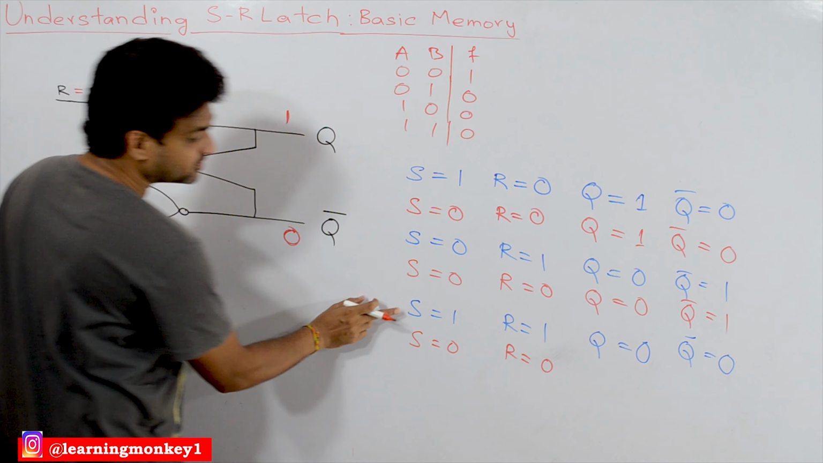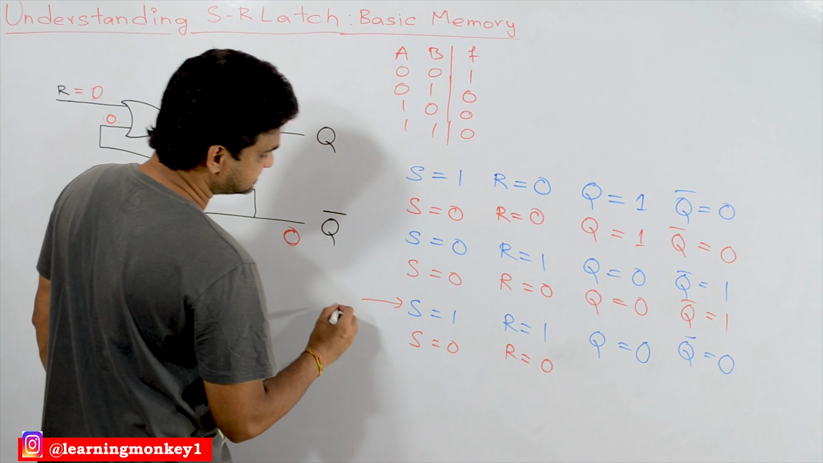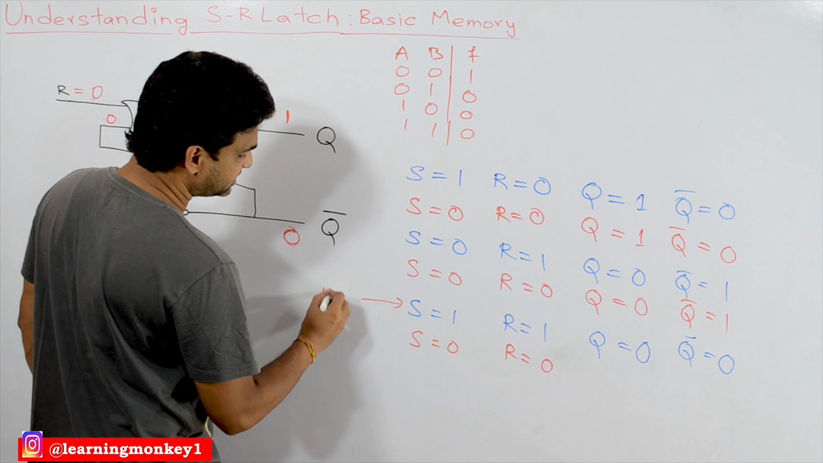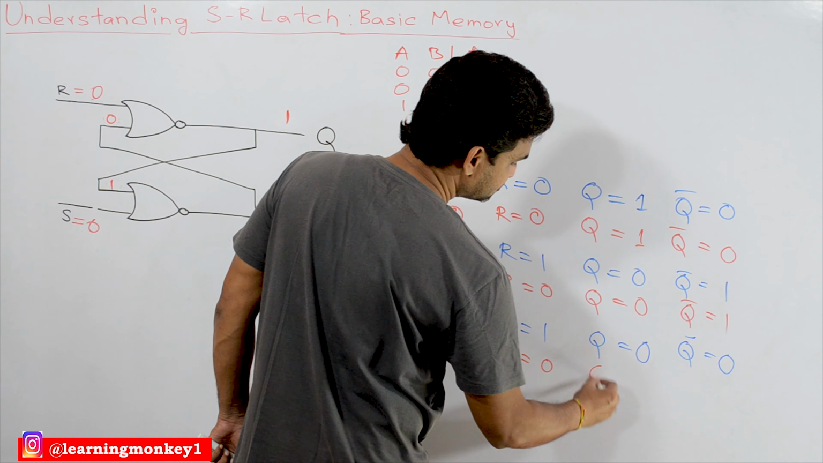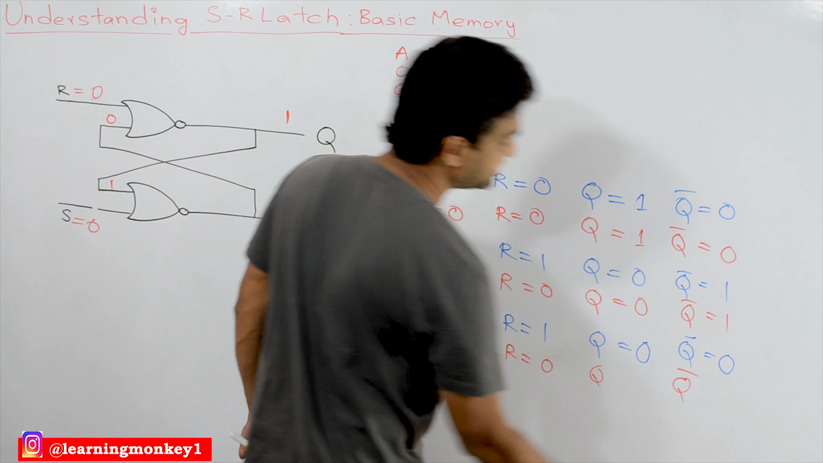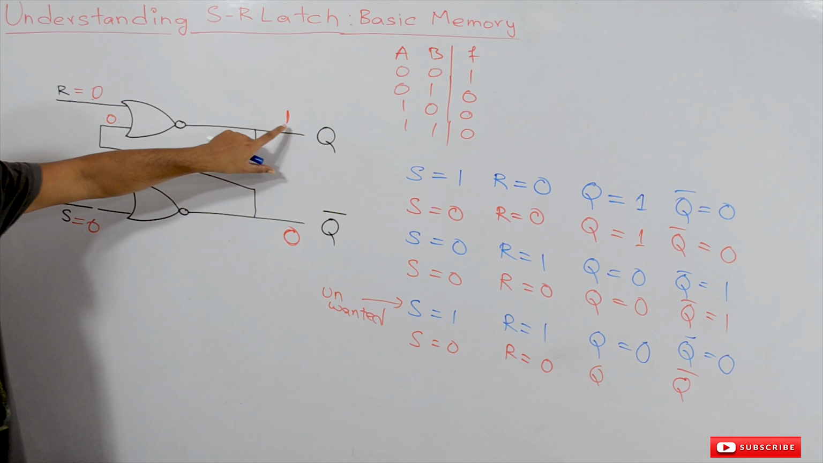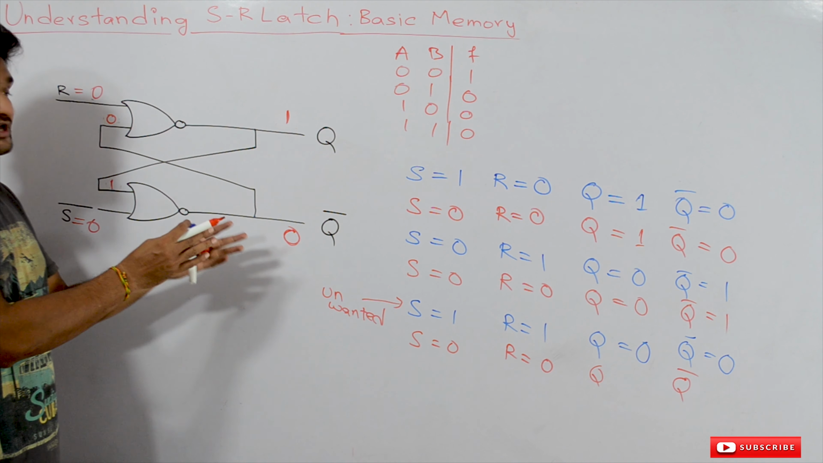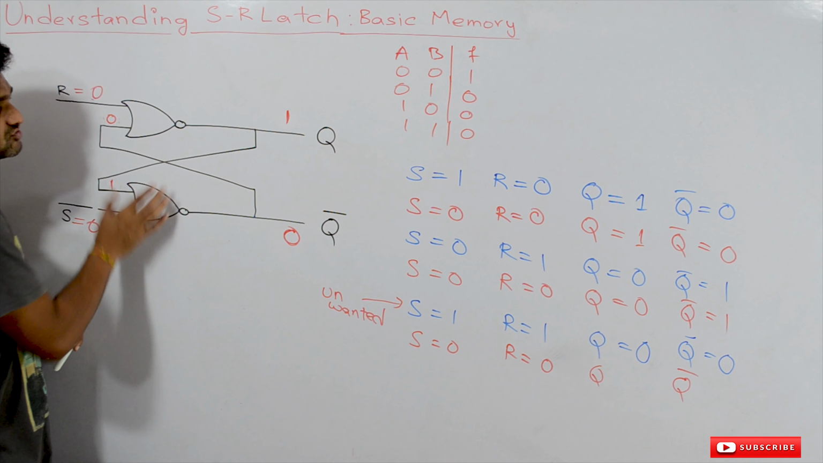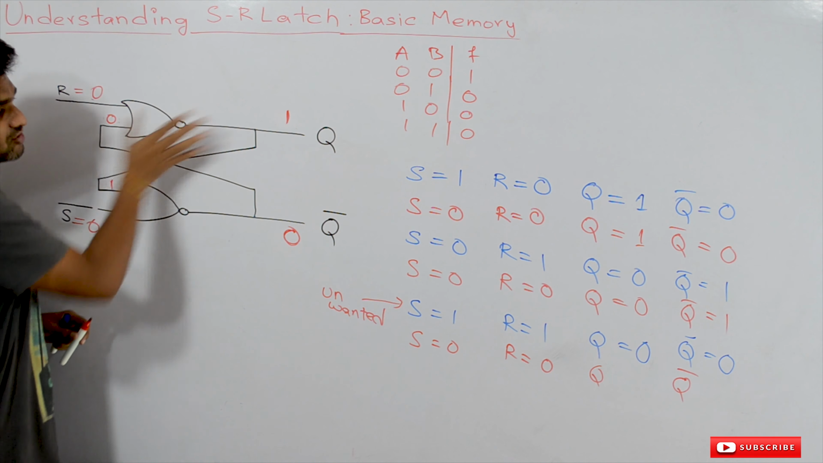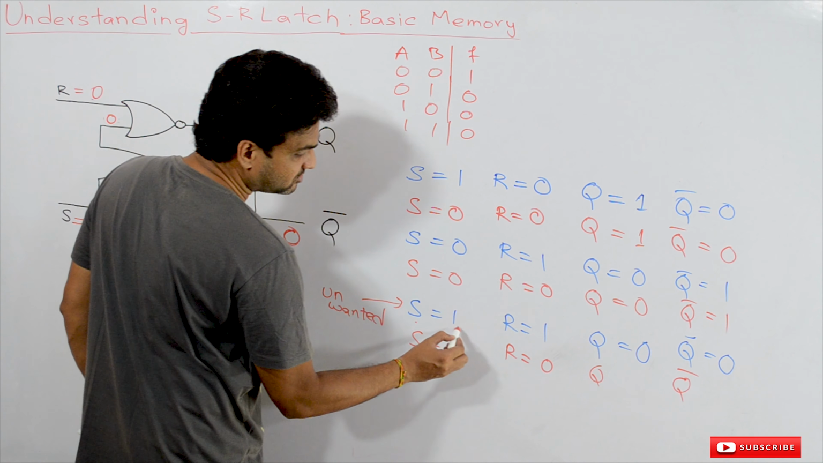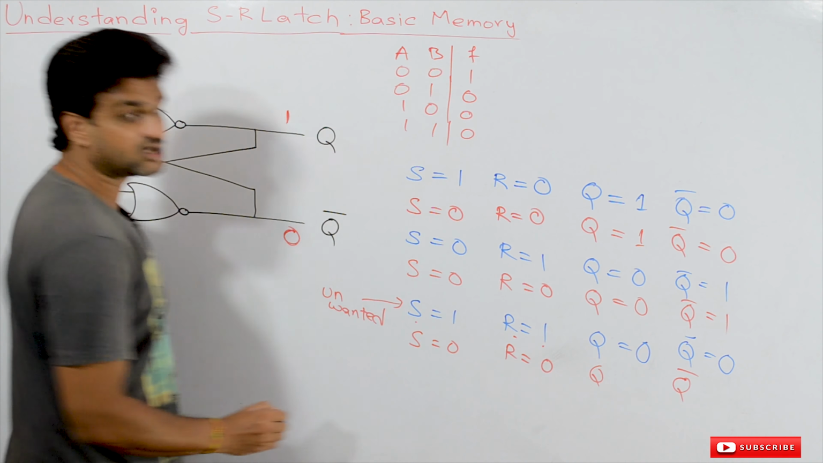So this input is considered an unwanted input. The values of Q and Q bar are dependent upon the way in which these gates will work. If this gate is faster, the output will be one way, and if that gate is faster, the output will be another way. So this is not accepted. That is the reason why the case of S equal to 1 and R equal to 1 is an unwanted case. So we don't have any use for it.